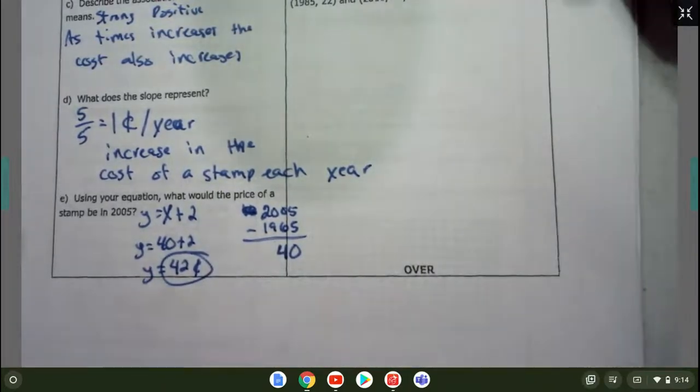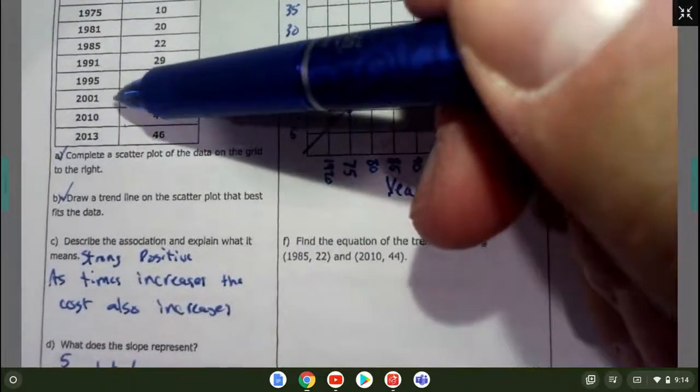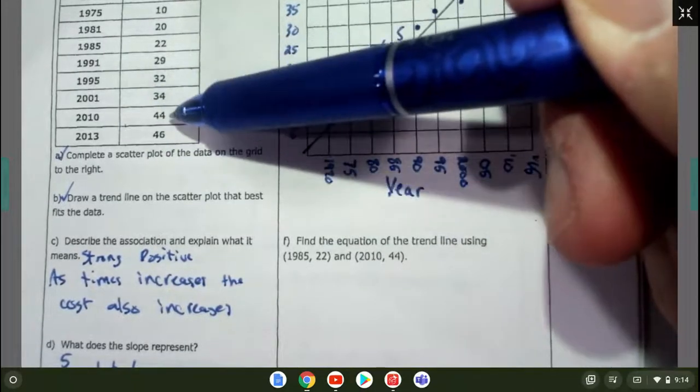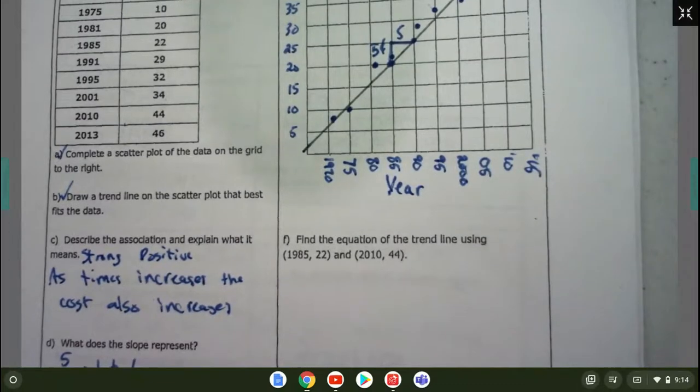Let's see if that's about right. 2005. Let's go back to our data. 2005 would be right here in the middle, and it'd be 42, which is in the middle. It's closer to 44, but it's in the middle-ish. That's not a terrible estimate. That's a pretty decent line we have there.